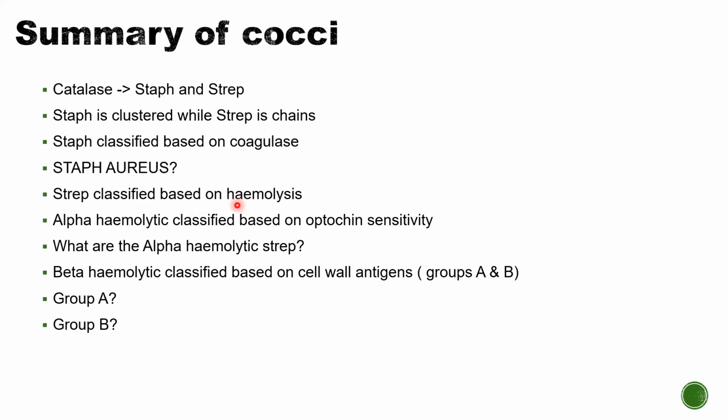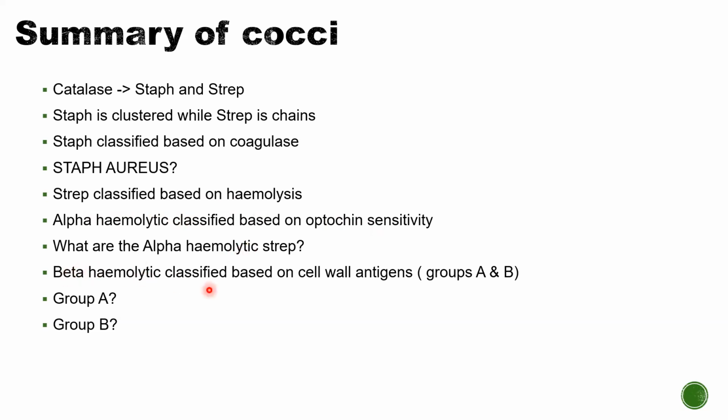So we have alpha hemolysis, beta hemolysis, gamma hemolysis. Now, the alpha hemolytic are classified based on optochin sensitivity. So the strep pneumo, is it optochin sensitive or resistant? Yes, it's sensitive. And the viridans, resistant. Okay. Now, we're done with the alpha hemolytic.